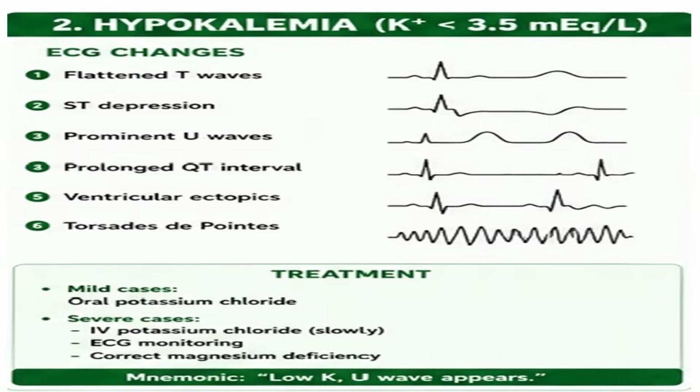Treatment depends on severity. Mild cases can be treated with oral potassium supplements. Severe or symptomatic cases require slow intravenous potassium replacement under ECG monitoring. Magnesium deficiency should always be corrected because potassium levels are difficult to normalize without adequate magnesium.